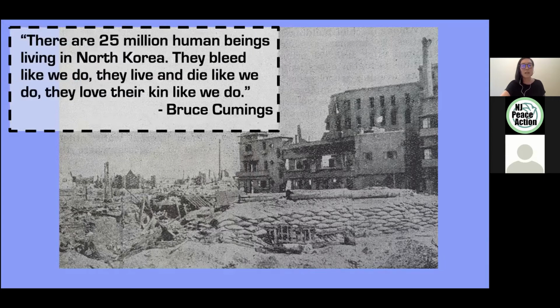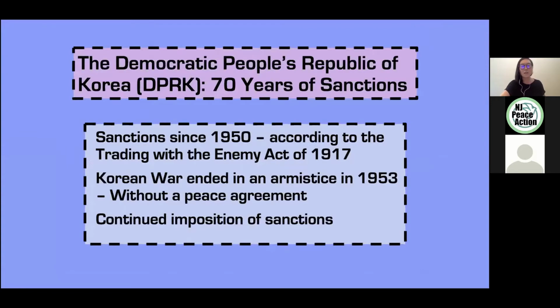And then in this next slide, historian Bruce Cumings wrote to reflect, "There are 25 million human beings living in North Korea. They bleed like we do, they live and die like we do, they love their kin like we do," end quote. So I want to emphasize that this is where my talk begins, with the war and the beginning of US sanctions in North Korea, and that these geopolitical circumstances have deep human impacts.